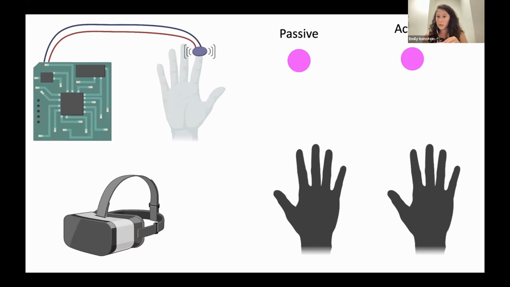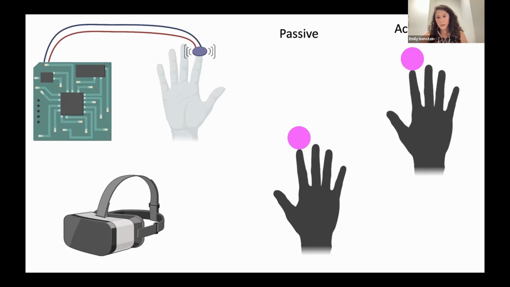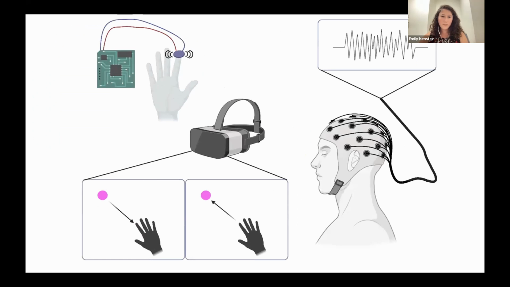So we have a little mini motor disc velcroed around the fingertip that will vibrate every time the hand touches the target. In the passive condition, it happens when the target moves to touch the hand. And in the active condition, it happens when the hand moves to touch the target. You just receive a very short, pretty gentle vibration on the fingertip.